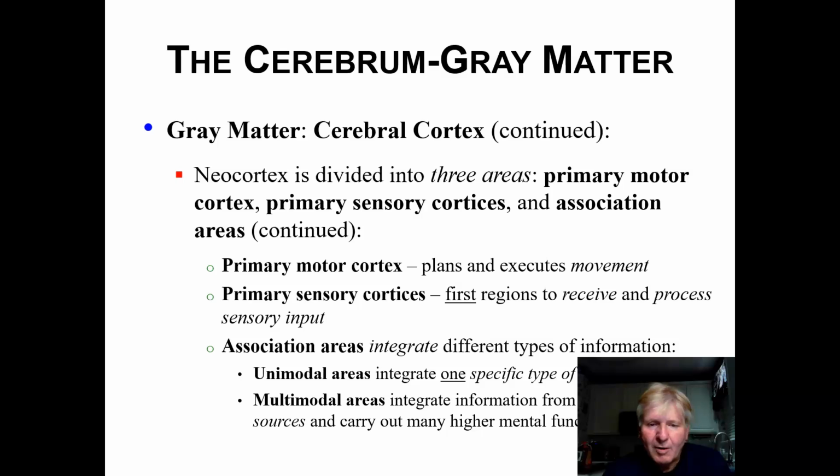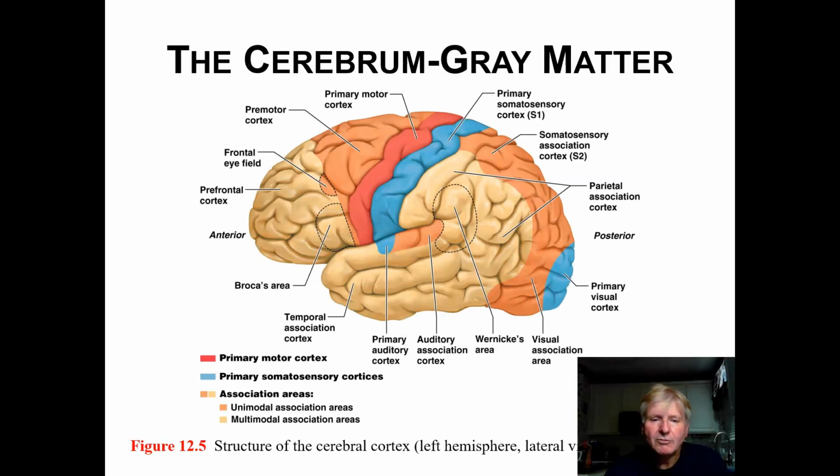The primary motor cortex is where movement is planned and executed. The primary sensory cortex, those are your first regions to receive and process sensory input from the body. And then finally, the association areas will integrate the different types of information. They're subdivided into unimodal areas, which integrate only one specific type of information, and the multimodal areas, which integrate information from multiple areas or sources, and they carry out many of the higher mental activities.